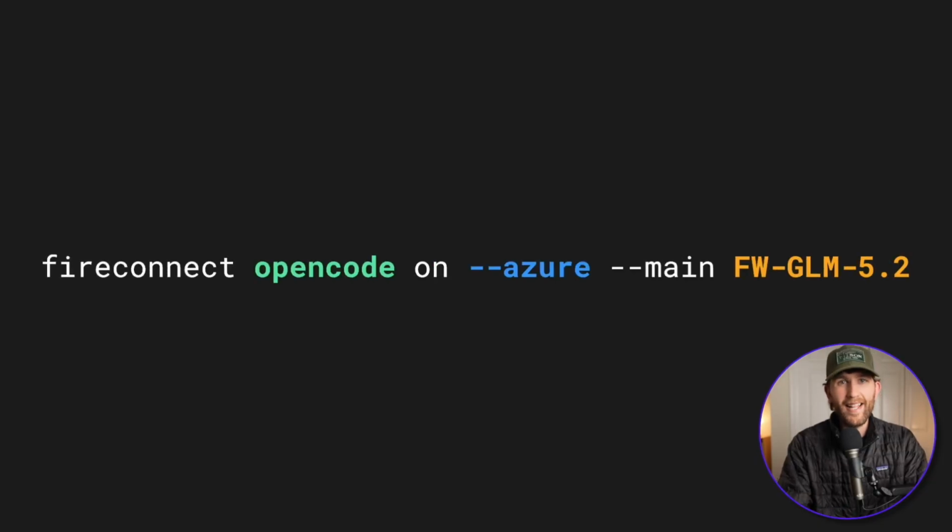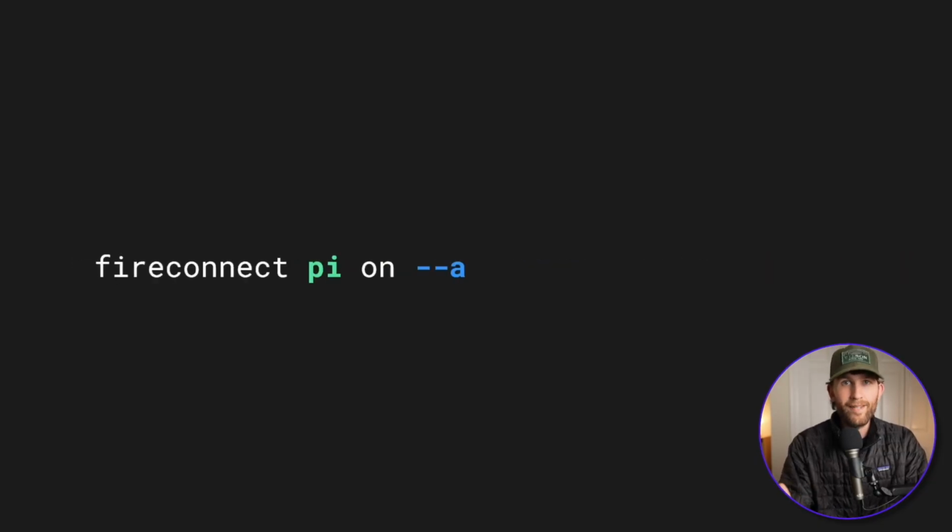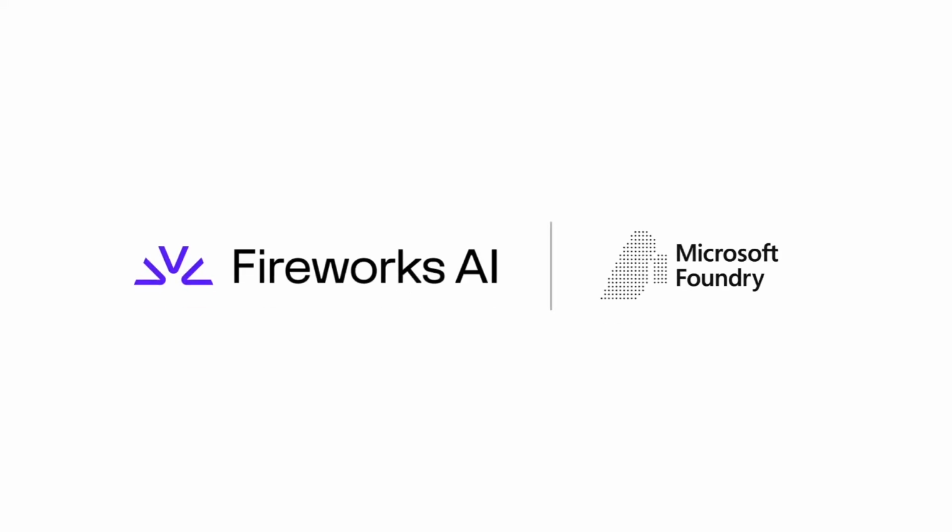And the nice thing is, OpenCode and Pi work the exact same way. It's FireConnect OpenCode on with that same deployment name, or FireConnect Pi on with the same name too. Then you check the status the same way, make sure it stays on Azure, and you're done. So that's it. You deploy a model in Foundry, you point FireConnect at it once, you turn on Codex, OpenCode, or Pi, and now you've got open models running right in your coding tools, all inside Microsoft Foundry.